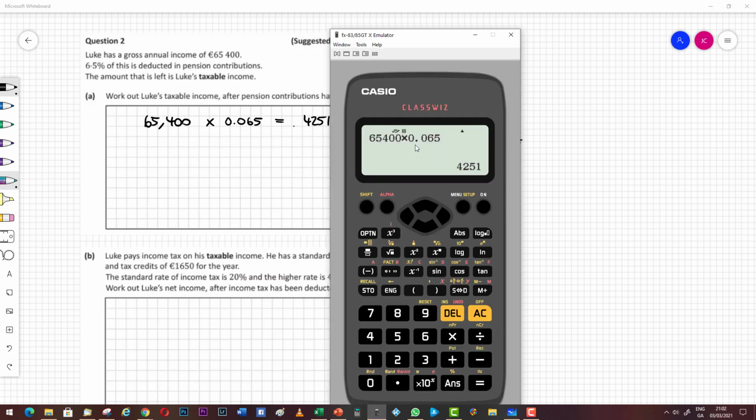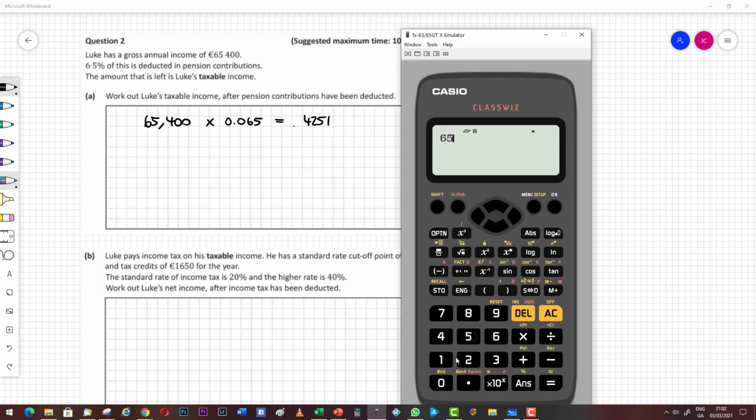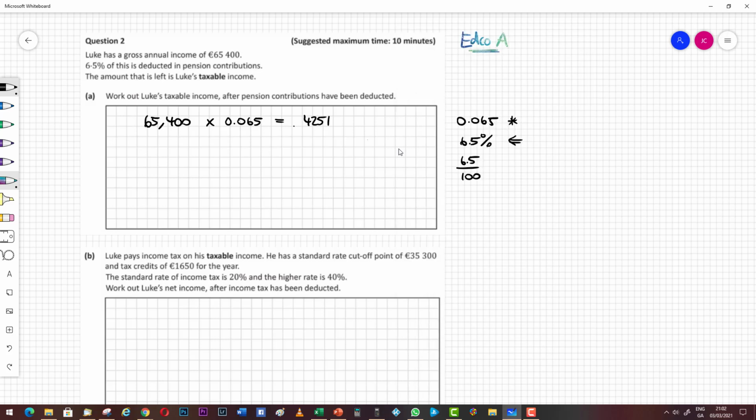Just to show you that the percentage button would have been okay as well, let's backspace there, and we'll just do 65,400 times 6.5, and then the percentage button is down on the answer, so shift percentage equals, and we get 4251. So that's the same number.